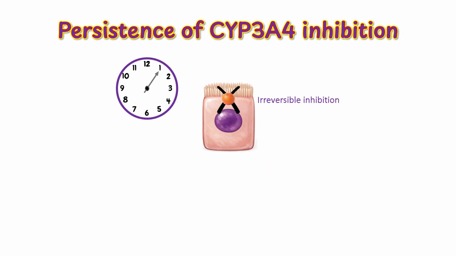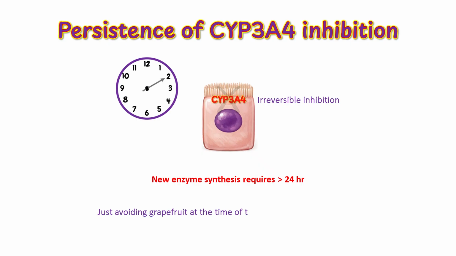A key clinical feature of grapefruit drug interactions is that they persist long after the juice is consumed. Because furanocoumarins irreversibly inactivate CYP3A4, enzymatic activity cannot recover simply by waiting a few hours. Instead, new enzyme must be synthesized, a process that takes more than 24 hours. As a result, separating grapefruit consumption and drug administration in time is ineffective.